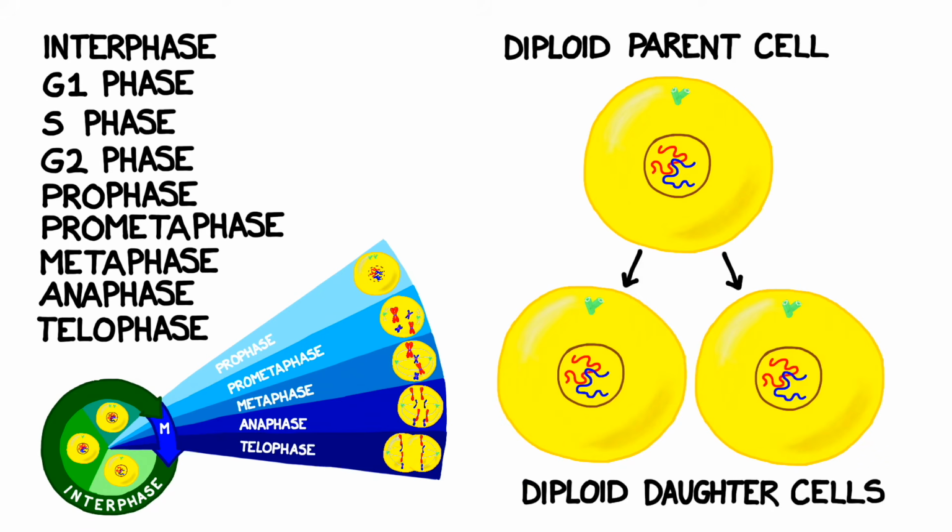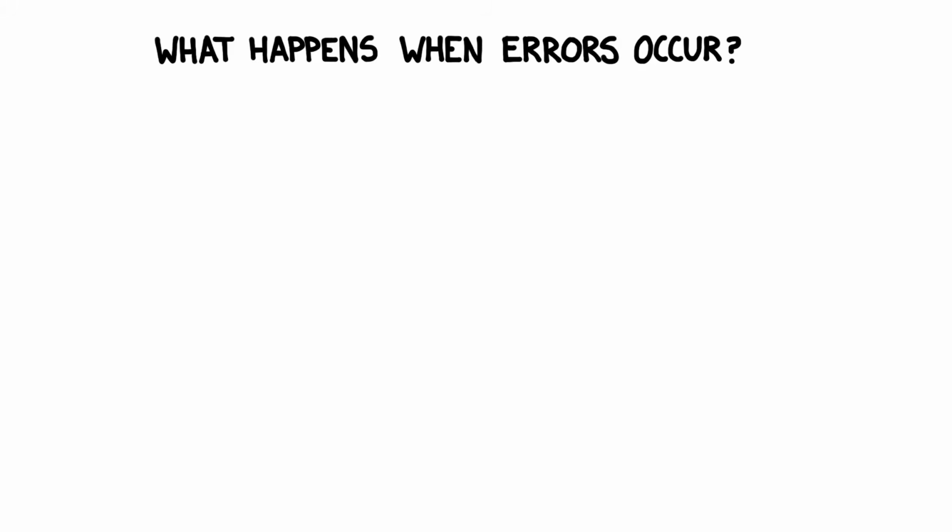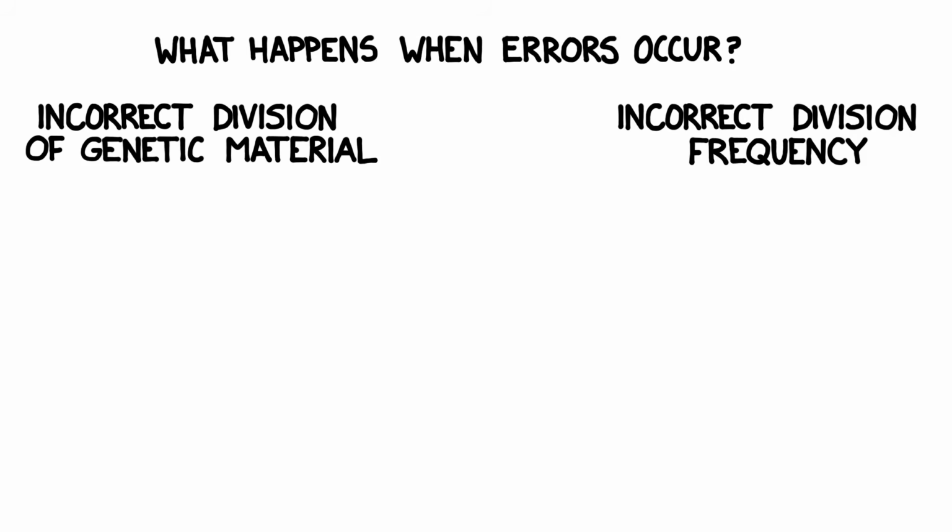Phew, so that's mitosis. Now, we have to ask ourselves what happens when mitosis goes wrong. Well, that depends. There are two basic categories of incorrect mitosis: incorrect division of genetic material and too frequent division.